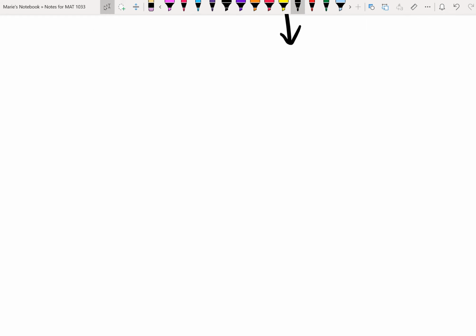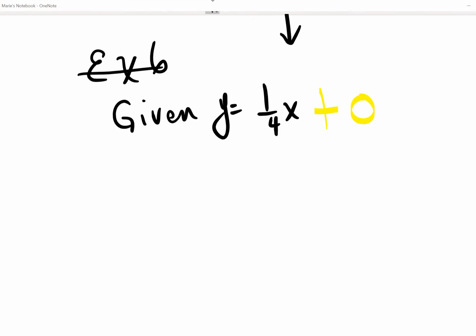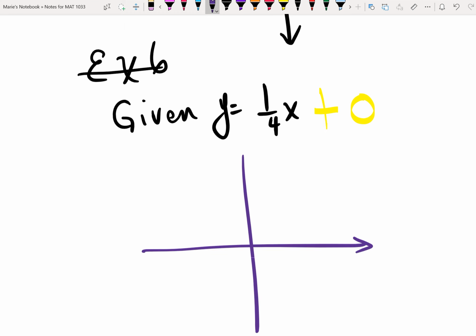Okay, example 6. In example 6, they're going to tell you given y equals 1/4 x. If you notice, there is no y-intercept, so there's literally, in theory, a plus 0 there. Since there is no intercept, that means that this goes through the origin. So if I'm graphing this, I'm going to start at 0, 0. Because when x is 0, y is 0 also.